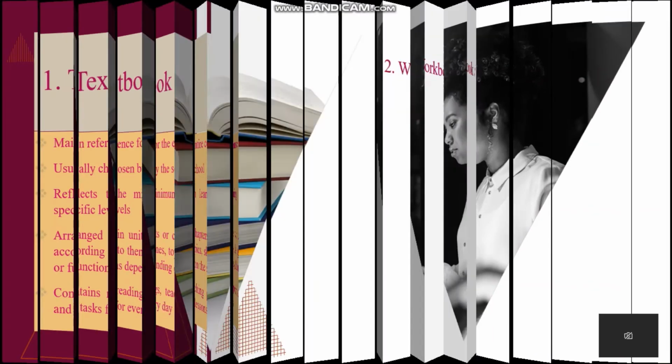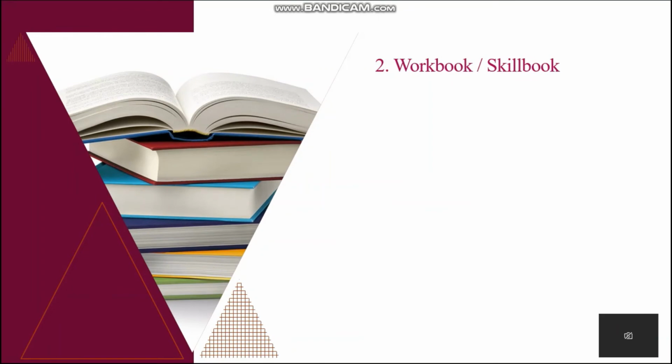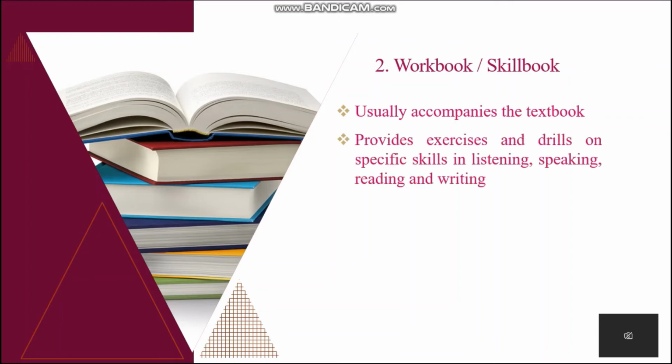That's the first one. Another one, we have the workbook or the skill book. Here are the features. The first one, it usually accompanies the textbook. So you have the textbook and then the workbook. The activities will be performed, or that's in the skill book, the activities will be there. The discussions are in the textbook while the activities are in the workbook. It provides exercises and drills on specific skills in listening, speaking, reading and writing. So the activities are there in the workbook.